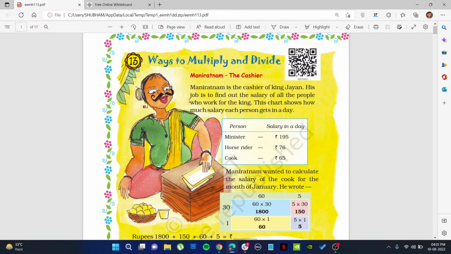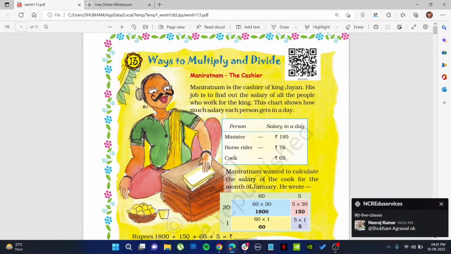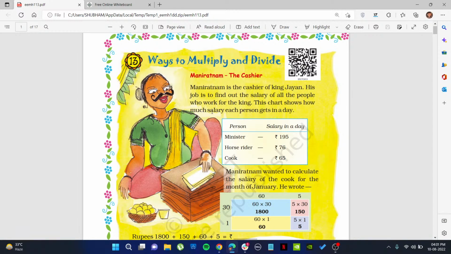People who work for the king. This chart shows how much salary each person gets in a day. So here we can see a chart, or we can see a table, and in this table there are two columns. The first column is of person and the second column is of salary in a day.